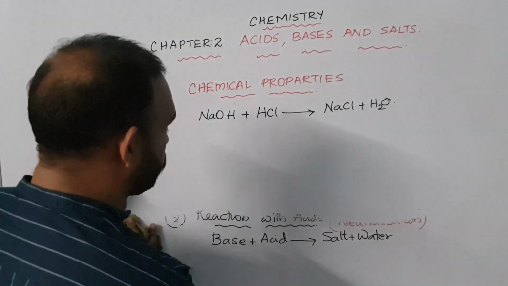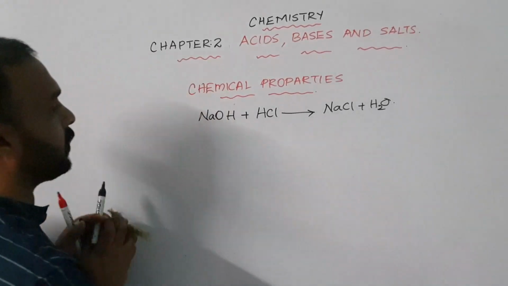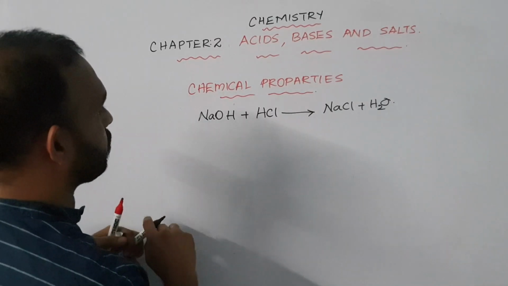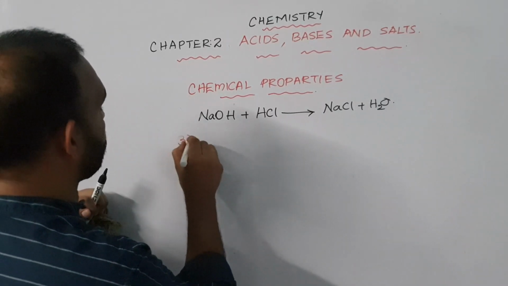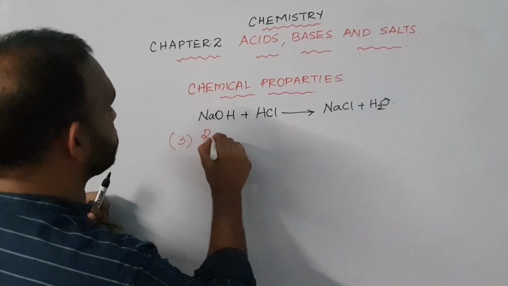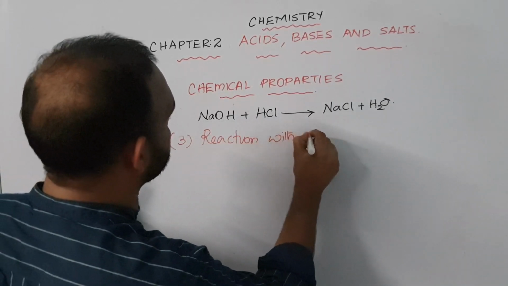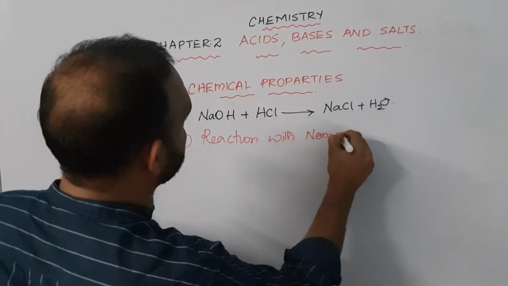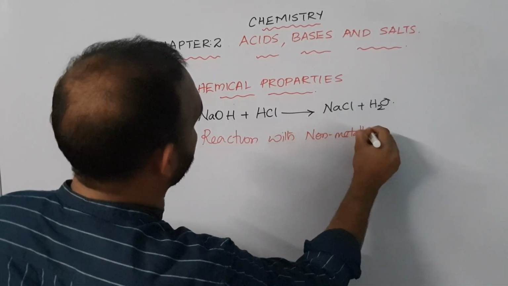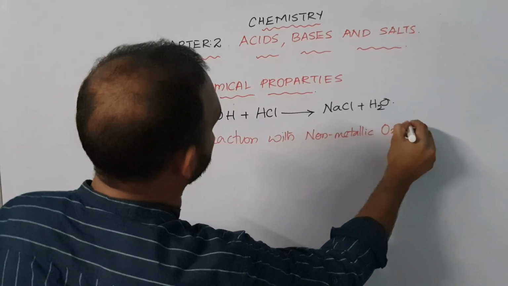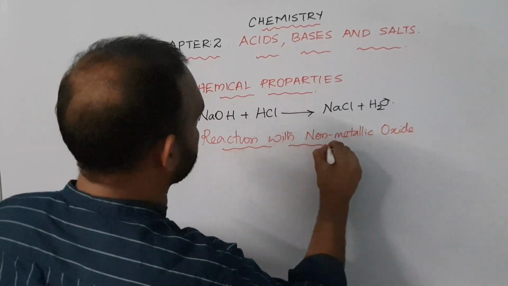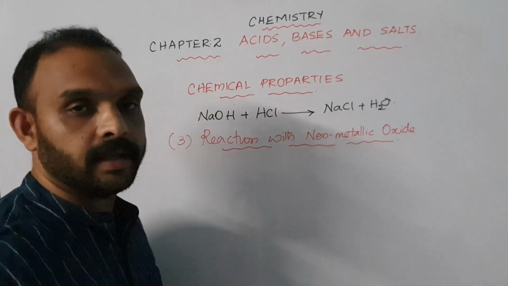Now we have the third one. What is the third chemical property? The third chemical property is reaction with non-metallic oxides. Reaction with non-metallic oxides.